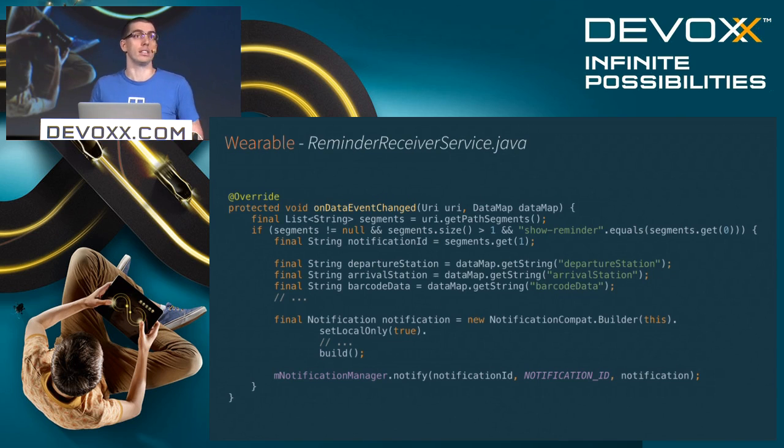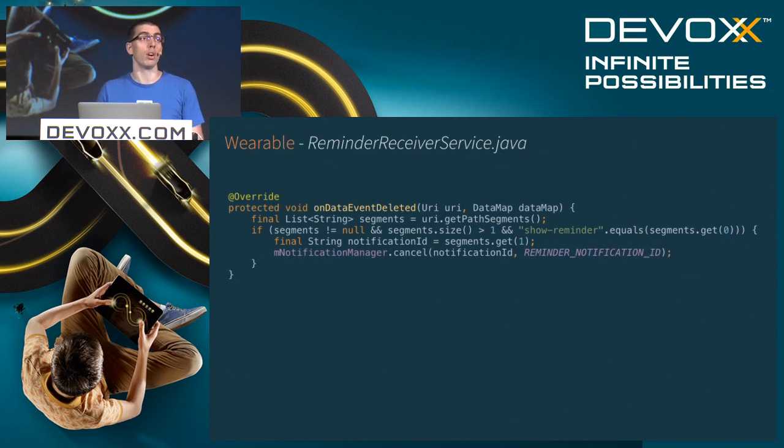And this is done fairly easily, just by listening to on data event deleted. So here again, you listen to on data event deleted, and once you have a type deleted event, what you have to do is basically tell the notification manager to cancel this notification. And that's it. You have the exact same behavior. I've not presented the reverse behavior, where you delete a notification on the wearable and you want to delete it on the phone, but it's basically the exact same code, on the other side.